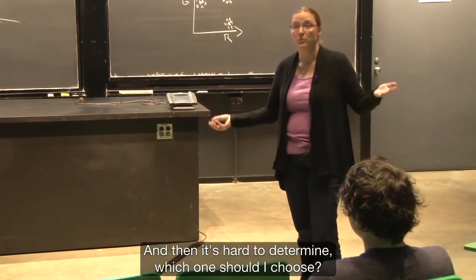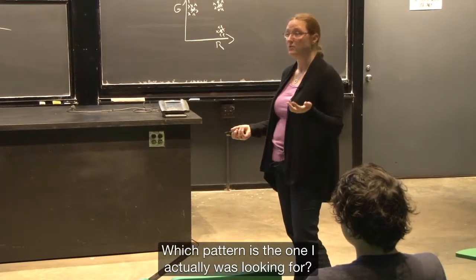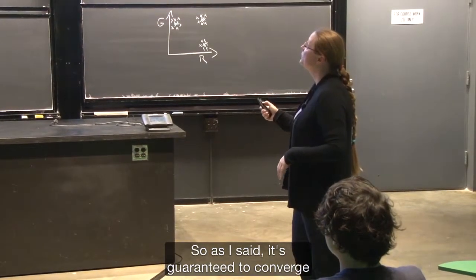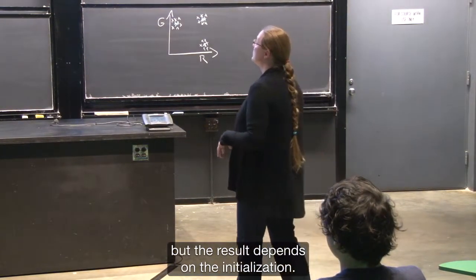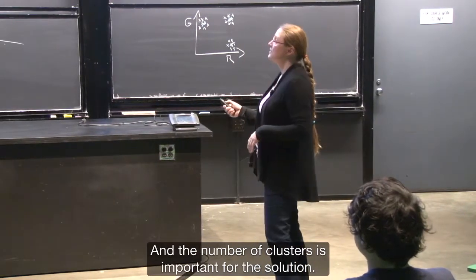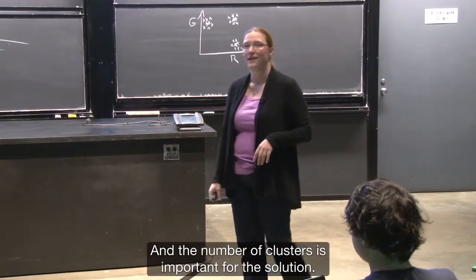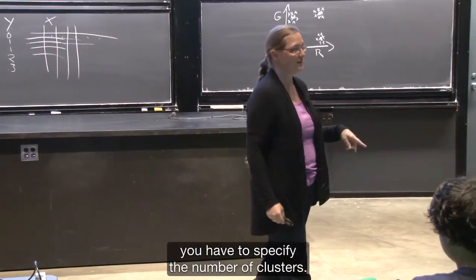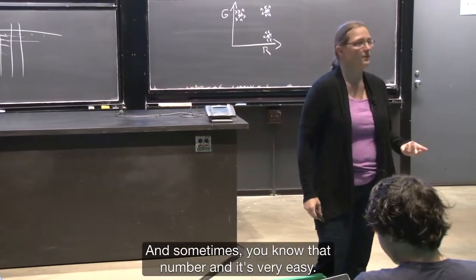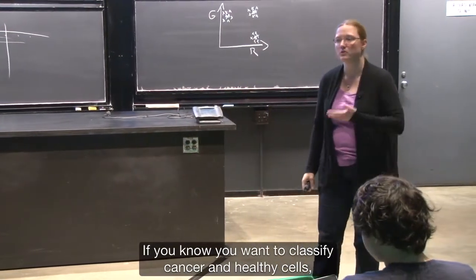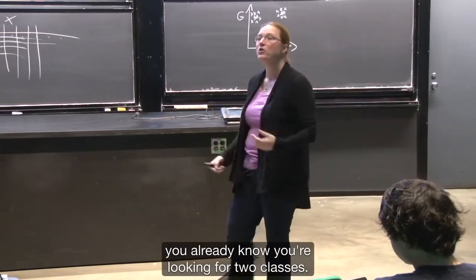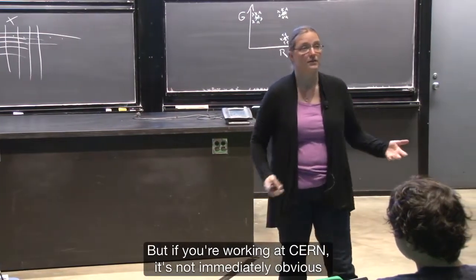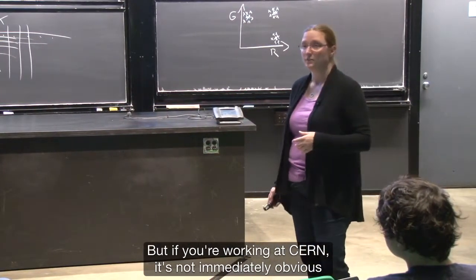And then it's hard to determine which one should I choose, which pattern is the one I actually was looking for. So as I said, it's guaranteed to converge, but the result depends on the initialization. And the number of clusters is important for the solution. And a drawback of the method is actually you have to specify the number of clusters. And sometimes you know that number, and it's very easy. Like if you know you want to classify cancer and healthy cells, you already know you're looking for 2 classes, right? But if you're working at CERN, it's not immediately obvious what your K should be.